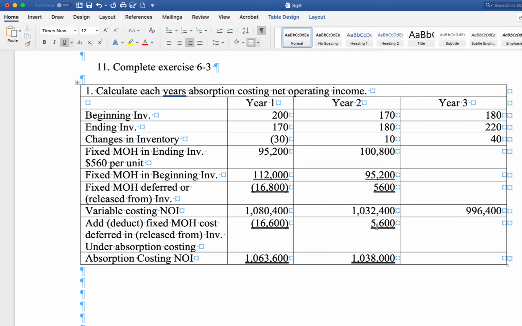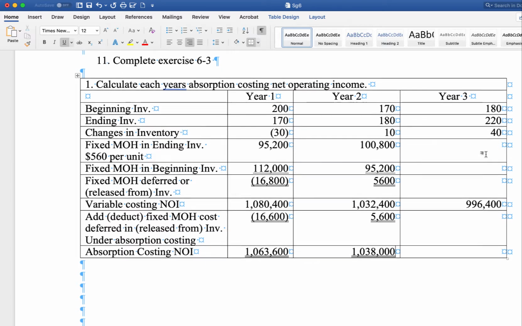Inventory increases, absorption costing net operating income is higher than the variable costing. Again, that makes sense. Why does it make sense? Because we have more in ending inventory. Okay? Under the variable method, we take that higher fixed MOH and we recognize it as a period cost. We recognize it as soon as it incurs. Okay? Let's look at year 3.